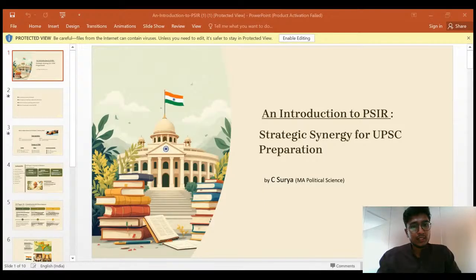There are two sections in PSIR with respect to the syllabus. For the mains exam, you will write two papers, which is paper 1 and paper 2. Paper 1 will have part A and part B, and paper 2 will have part A and part B.